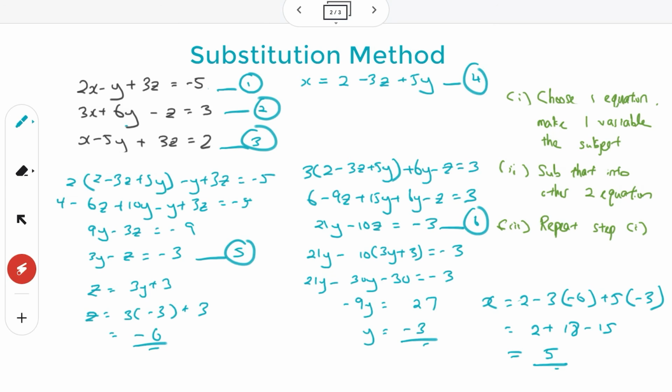That's how you solve linear equations in 3 variables. Just follow these 3 simple steps and you have no problem in SPM.